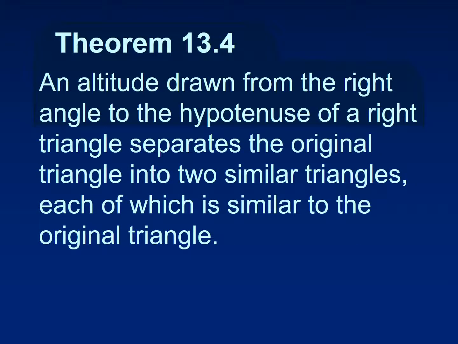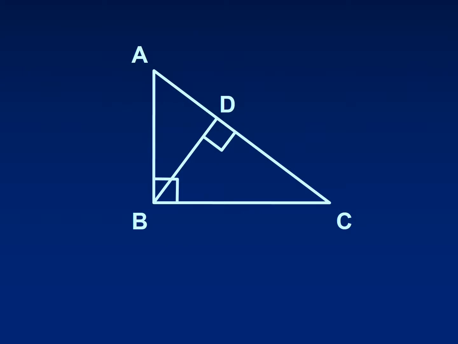So the first theorem that we need to know is that if we have an altitude that's drawn from the right angle to the hypotenuse of a right triangle, it's going to separate that triangle into two smaller similar triangles, each of which is similar to the original triangle. So here's an example of that.